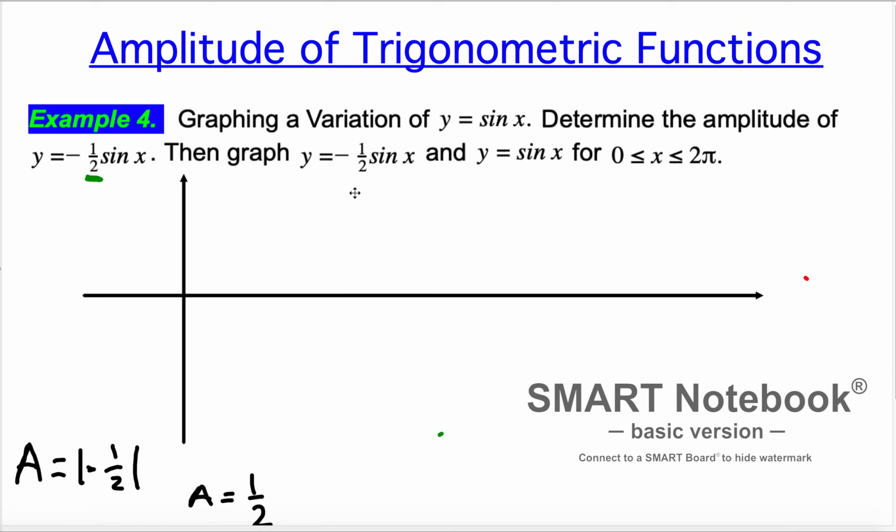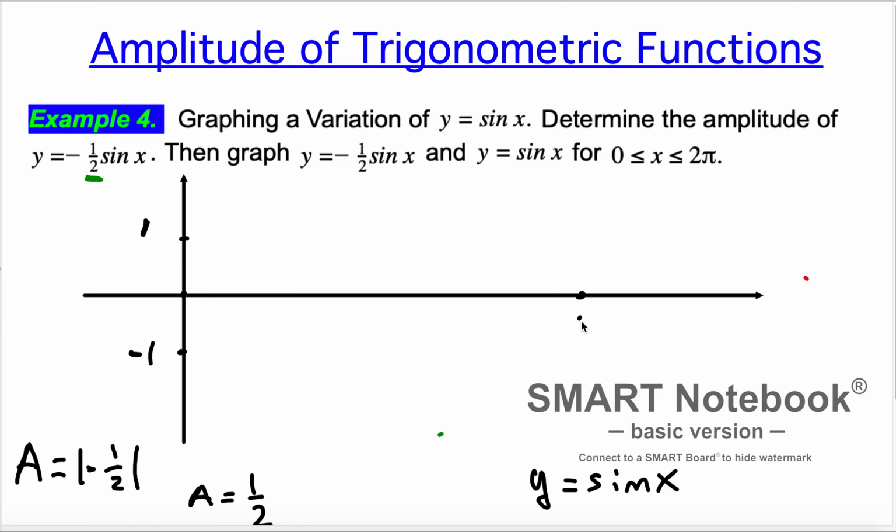But now, if we want to graph the function y is equal to sine x, and see some comparison between y equals minus 1.5 sine x and y equals sine x, let's graph first y is equal to sine x. And we already know the range is from minus 1 to 1 for this function sine x. And we already know the period is going to be from 0 to 2 pi.